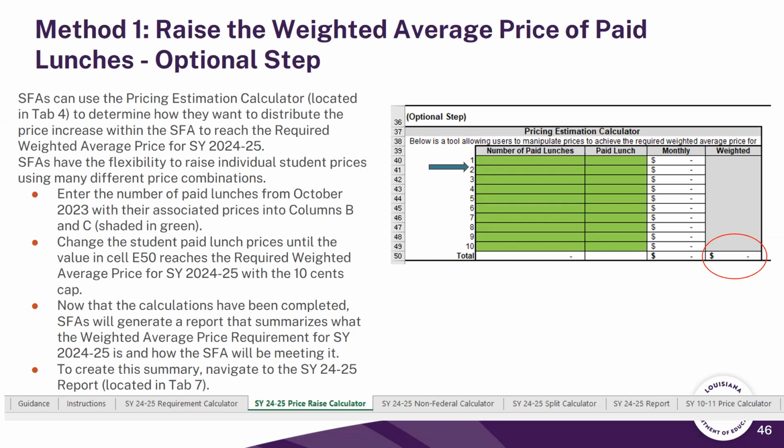Now that the calculations have been completed, SFAs will generate a report that summarizes what the weighted average price requirement for school year 24-25 is and how the SFA will be meeting it. To create the summary, navigate to the school year 24-25 report located in tab 7.